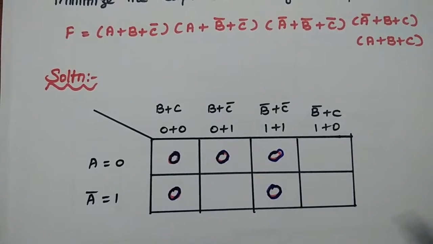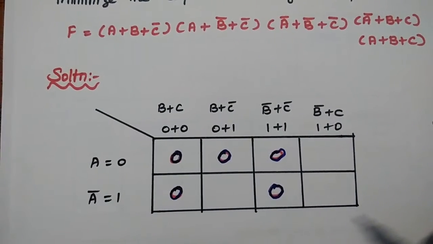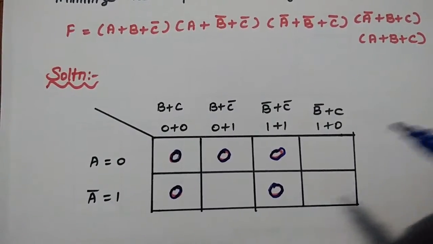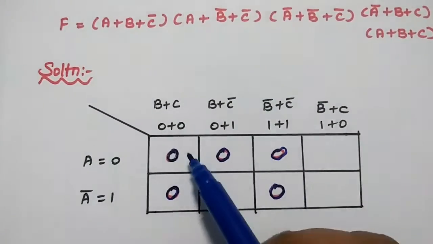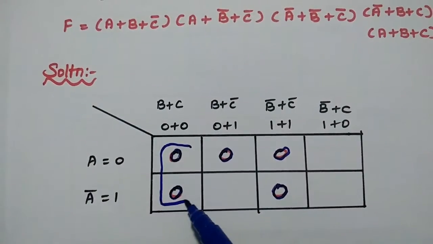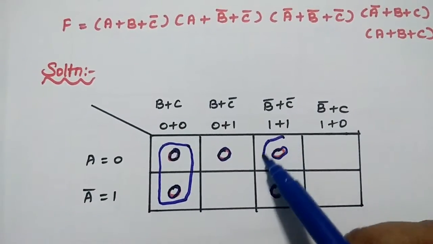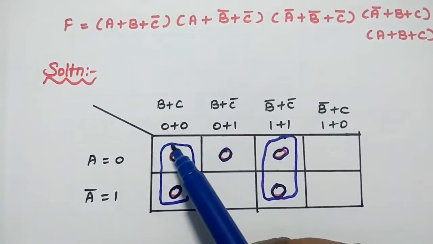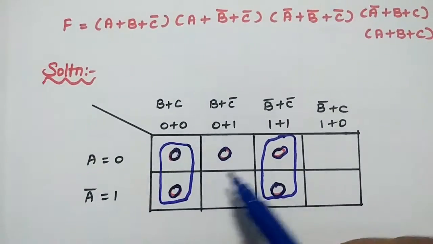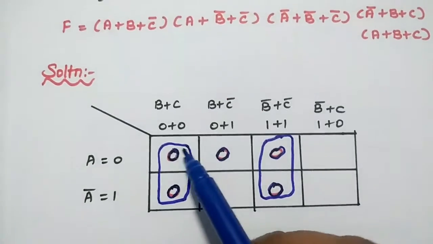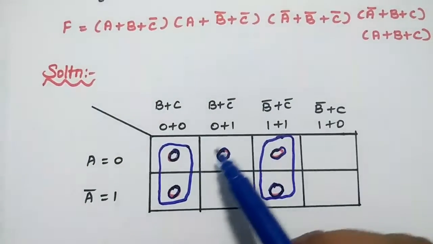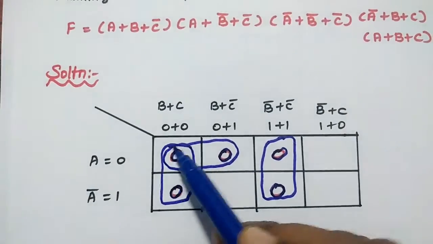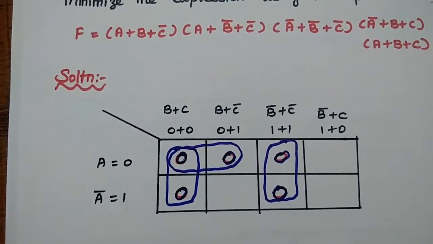After placing values, zeros, next step is what? We have to group the zeros. Okay. Here we are going to make a group like this. These 2 zeros together and these 2 zeros together. And this 0 we can group either with this 0 or with this 0. So we can make a group like this, because in K-map, overlapping is allowed.